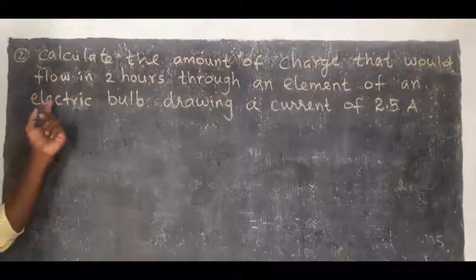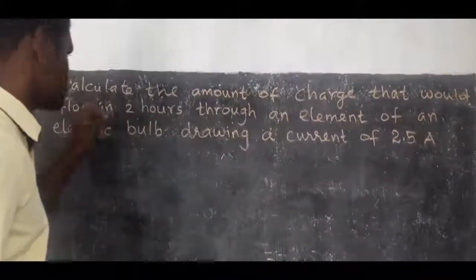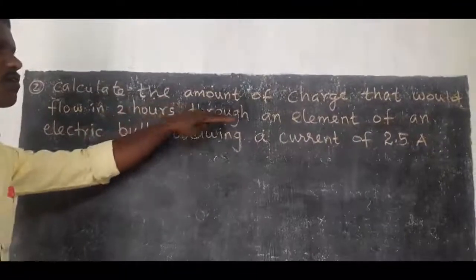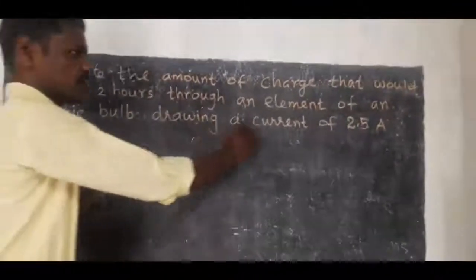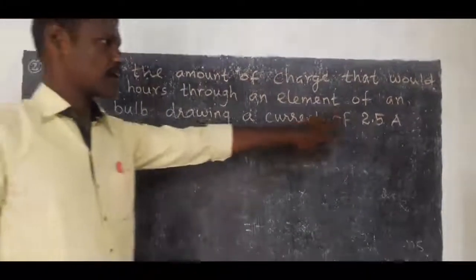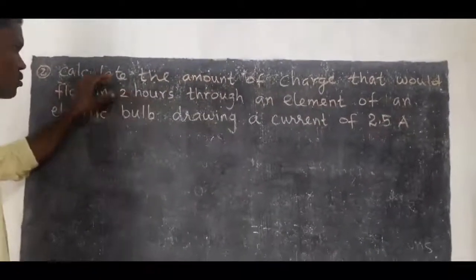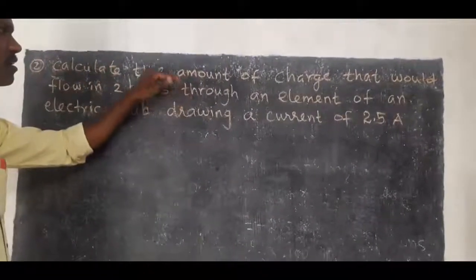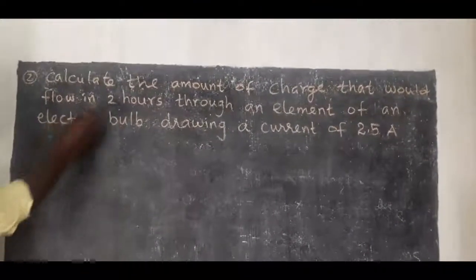Now the second problem: calculate the amount of charge that would flow in 2 hours through an electric bulb drawing a current of 2 ampere. So 2 ampere current flows through the electric bulb for 2 hours, and we have to find out the amount of charge. Now write the given data.